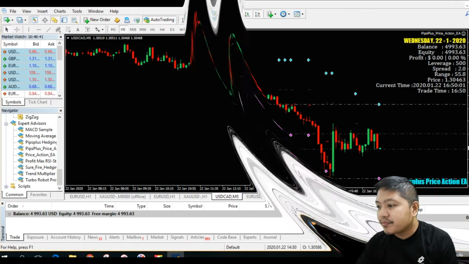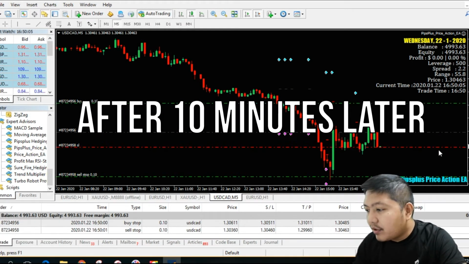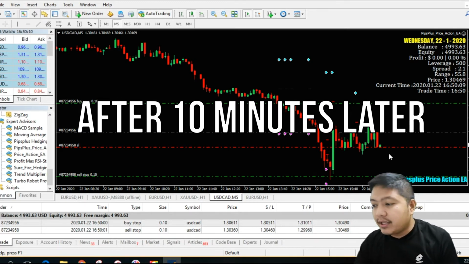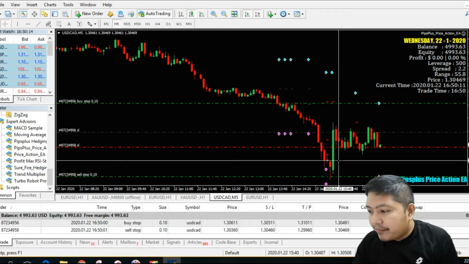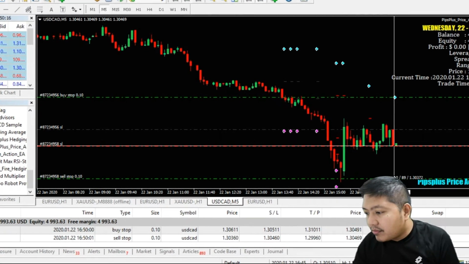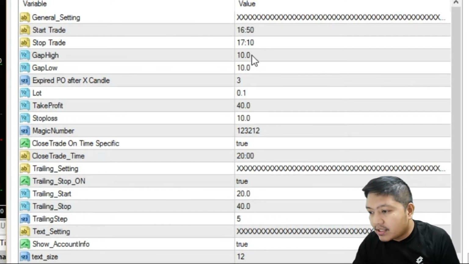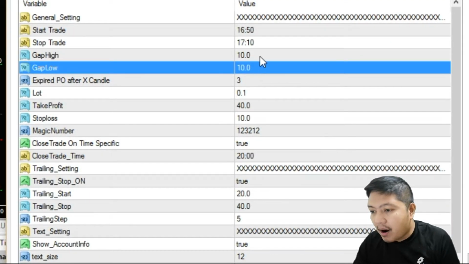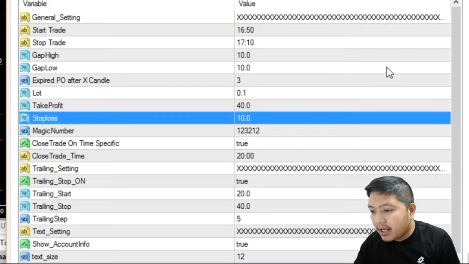Okay guys, as you can see here, the EA has already opened the orders after the time, as per our settings. You can see that the orders are about 10 pips from the current price, based on our settings right here. You can see the settings by gap high and gap low, and our TP will be take profit 40 and the stop loss will be at 40.